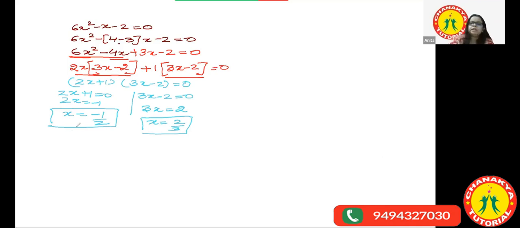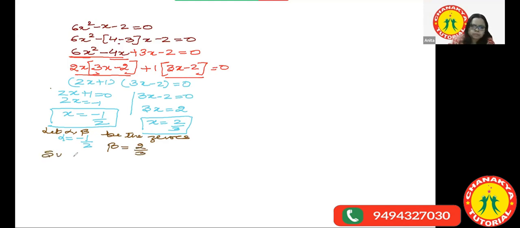Now we have to establish the relationship between sum of the zeros and product of the zeros. So value of alpha will be minus 1 by 2. You have to suppose let alpha and beta be the zeros. So you will be writing here let alpha and beta be the zeros. So value of alpha is minus 1 by 2. Value of beta is 2 by 3.